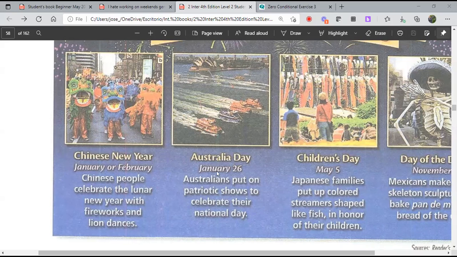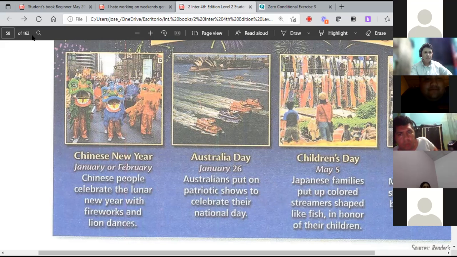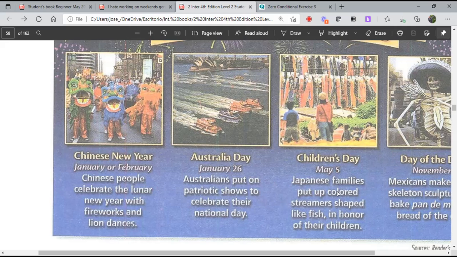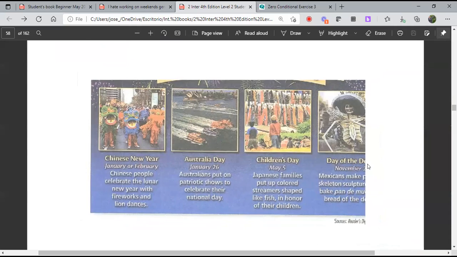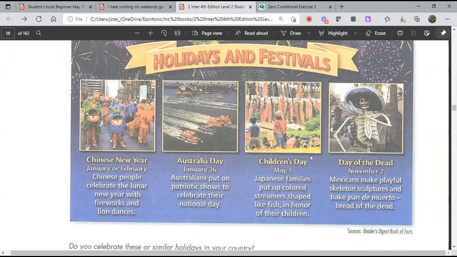Australia Day, January 26. Australians put on patriotic shows to celebrate their national day. Okay, and that is on January the 26th. Thank you. Miss Karina, Children's Day, May the 5th. Children's Day, May 5th. Japanese families put up colored streamers shaped like fish in honor of their children. Hey, that's very interesting, by the way. Okay, so they try to be a child at least for one single day. Good. Thank you so much. So Miss Carmen, the next one. I'm sorry, Miss Claudia. All right, I just had you in front of the computer over here.